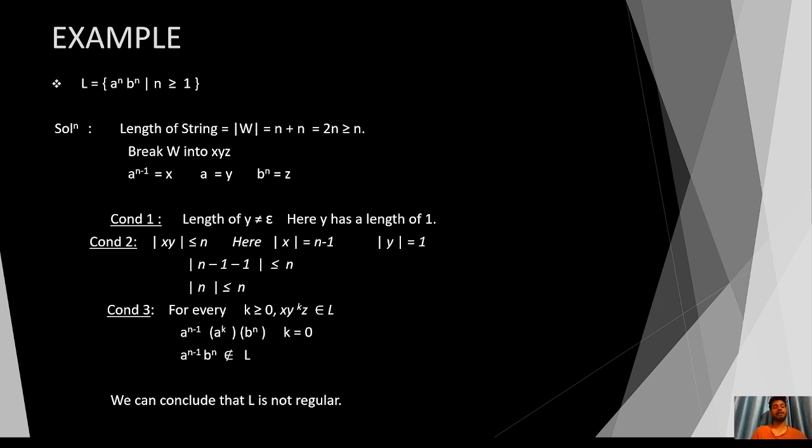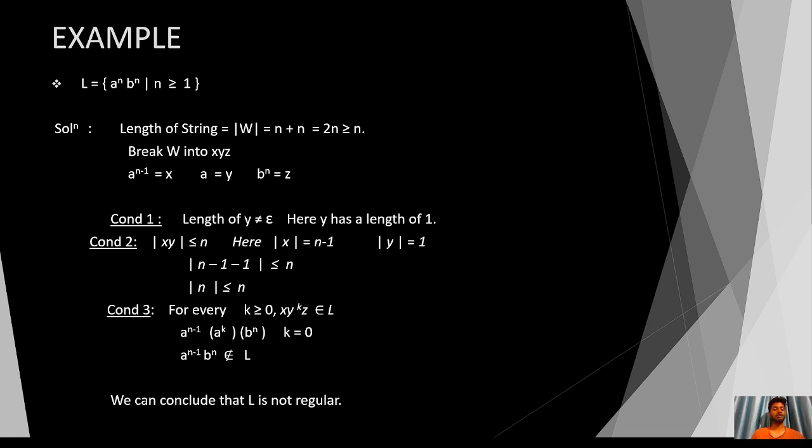So break w into three parts. Only after this given condition is true do we break the given string into three different parts: x, y, and z. So here we have split a into two parts, a to the power of n minus 1 and a to the power 1. And z is obviously b to the power of n.